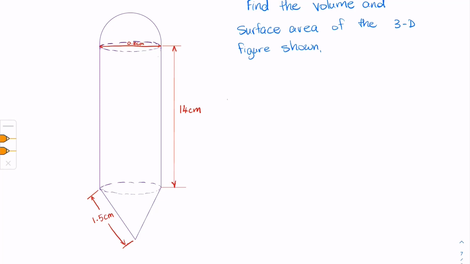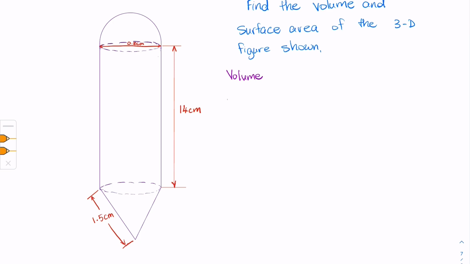Hi, in this video we'll be finding the volume and the surface area of the 3D shape that you see here. And now if you take a look at this shape, it is such a great shape to work with. It looks like a pencil. And so imagine a pencil. Here we have a cylindrical part, here we have half a sphere, and here we have a cone. All right, so we're going to jump in and we're going to start by finding the volume.